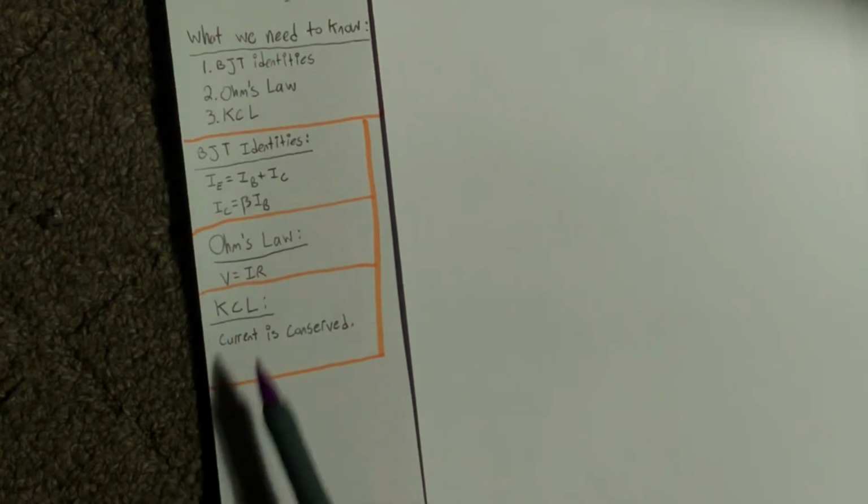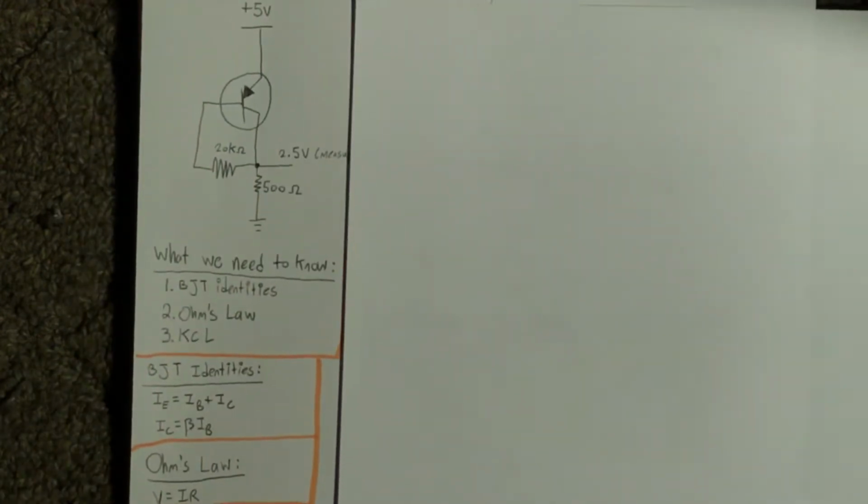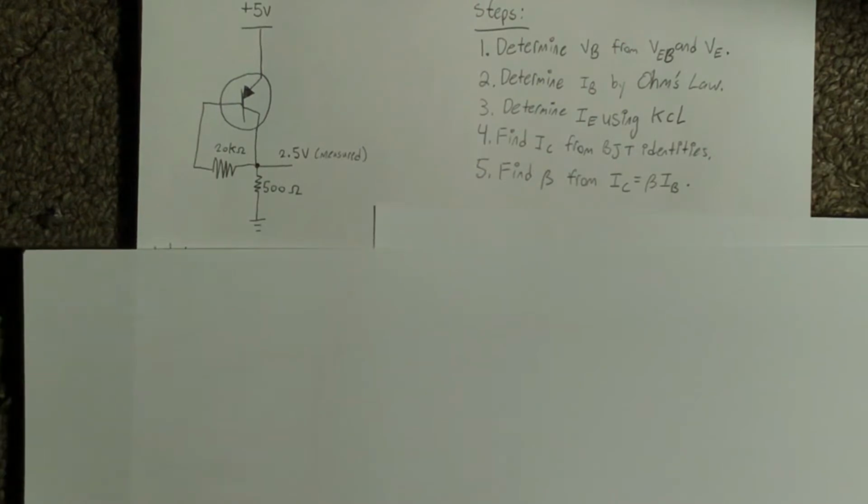We're also going to be using Ohm's law and KCL for the idea that current is conserved, and I think you'll be able to appreciate that when we get there. All right. So there are 5 steps that we are going to be following to solve this problem.